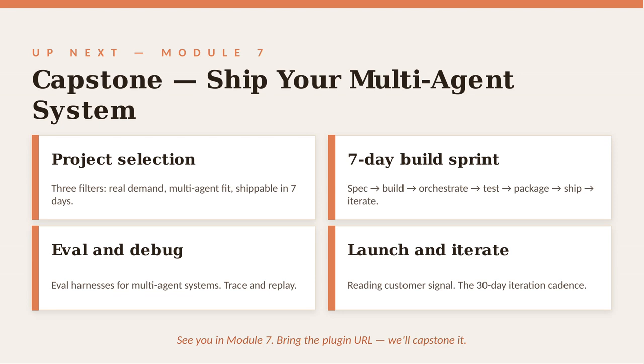Launch and iterate. Reading customer signal in launch week. The 30-day iteration cadence. The signals worth listening to versus the noise to ignore. The plugin URL from Module 6 becomes the artifact you iterate on in Module 7. Module 7 is where you stop being a builder and start being a product owner. See you in Module 7. Bring the URL.